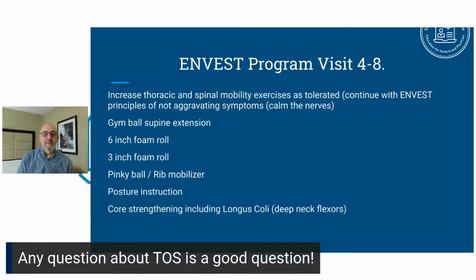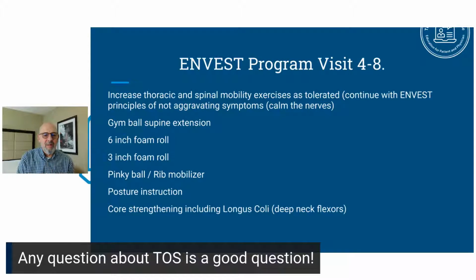So now we're getting into visits 4 through 8. We want to continue to gradually increase thoracic and spinal mobility exercises. Again, as tolerated, we're going to keep with the INVEST principle of not aggravating your symptoms. We need to calm the nerve. This is true for every patient I talk to: we need to calm things down first.